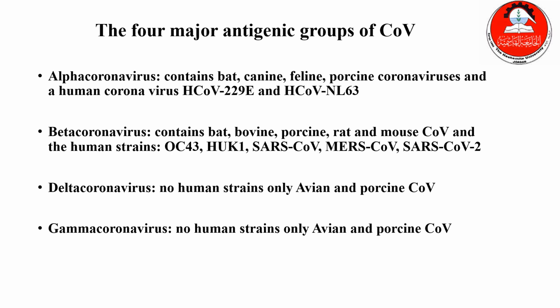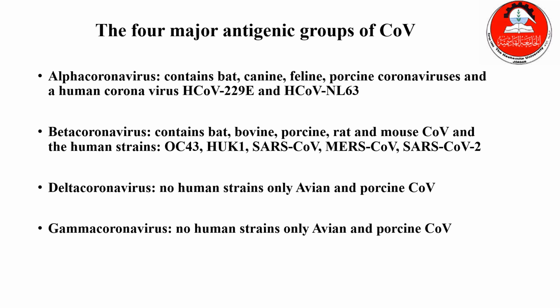So we have four major antigenic groups: alpha, beta, delta, and gamma. Delta and gamma coronaviruses do not infect humans. They infect mostly birds and pigs. The alpha coronavirus can infect bats, canines, felines, and pigs, in addition to humans. The beta coronavirus also infects bats, cows, pigs, rats, and mice, in addition to humans.